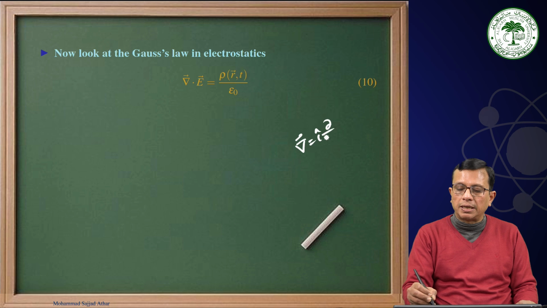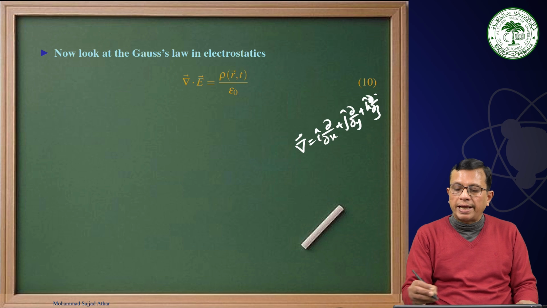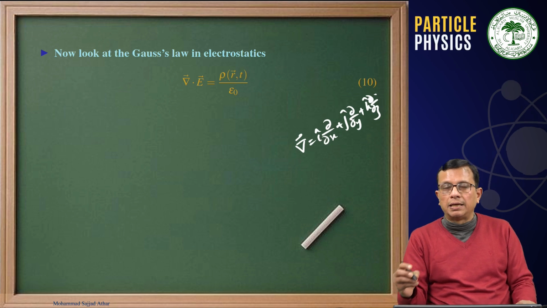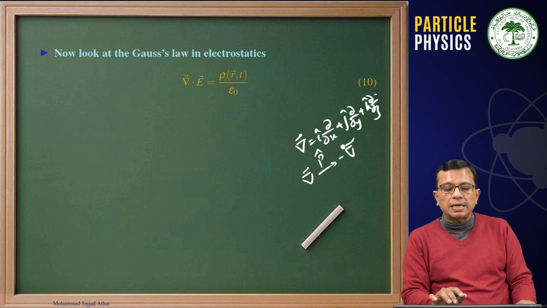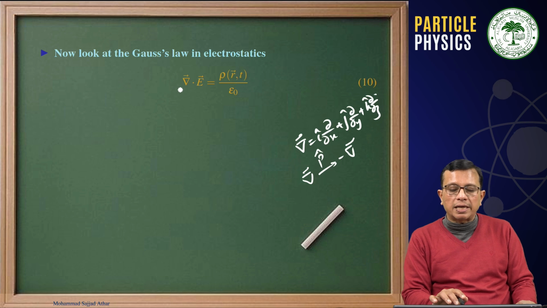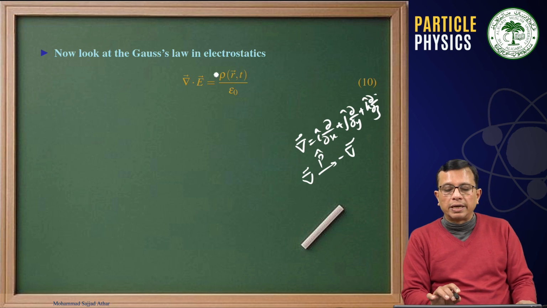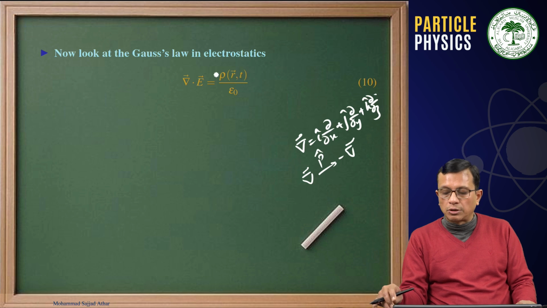del is i ∂/∂x plus j ∂/∂y plus k ∂/∂z. x, y, z change sign under parity operation. Therefore, del changes sign under parity operation. And we have a change in sign in E, a change in sign in del. Overall, there is no change in the expression of Gauss's law in electrostatics.